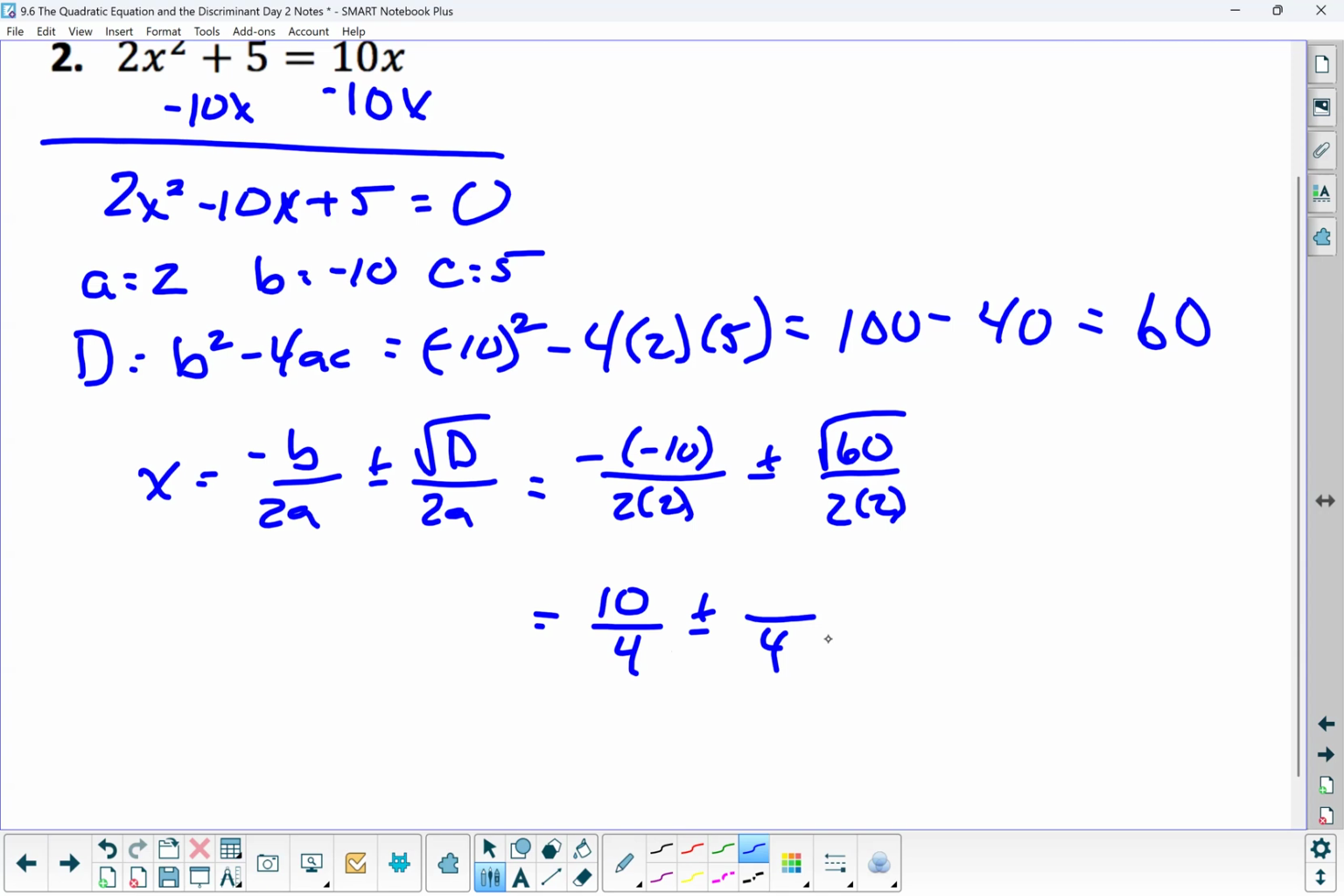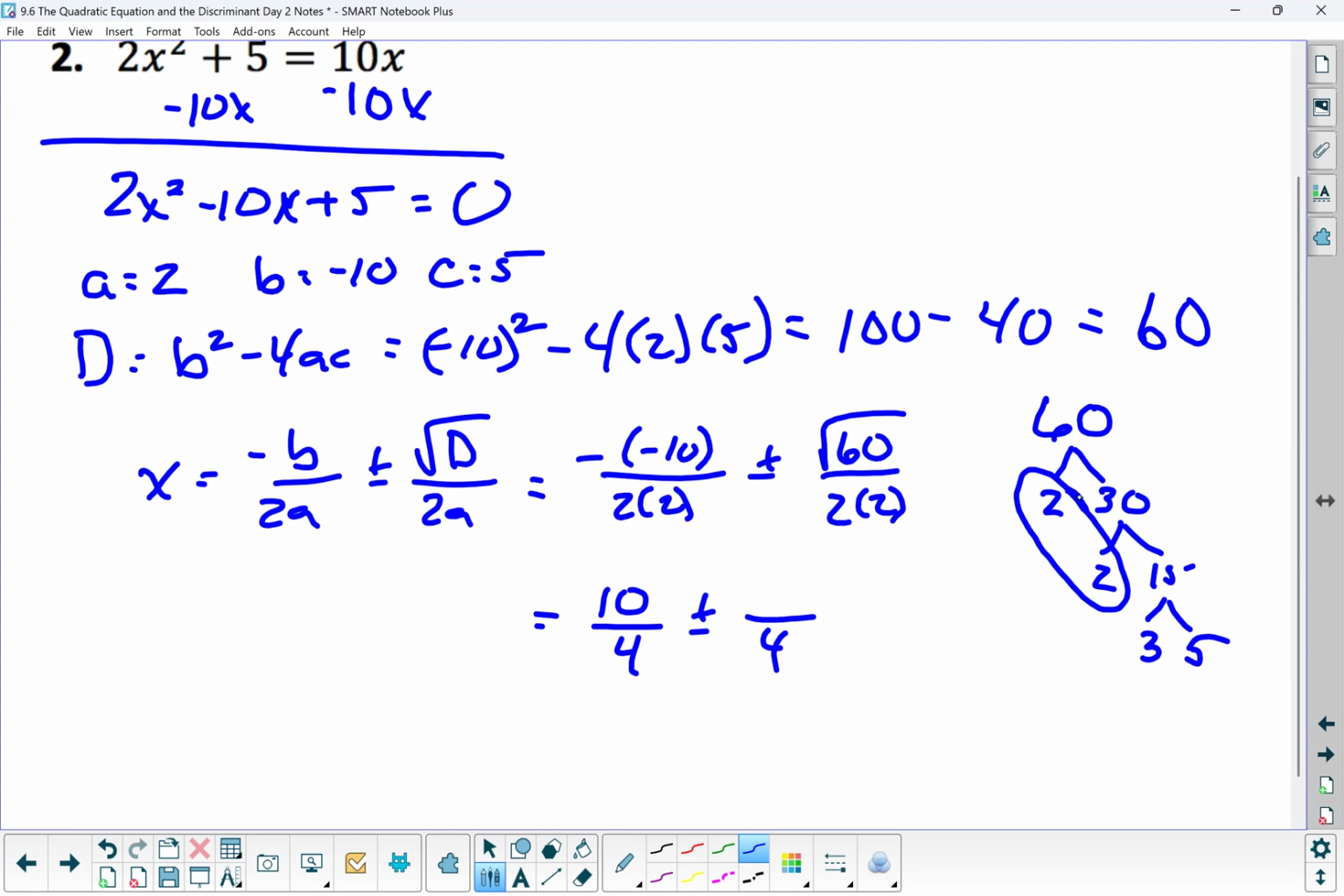For the square root of 60, again, we can use the factor tree method or the perfect square method. I'm going to do this one with the factor tree. Does 2 divide into 60? Yes, 30 times. Does 2 divide into 30? Yes, 15 times. Does 2 divide into 15? No. Try 3. Does 3 divide into 15? Yes, 5 times. And 5 is prime, so that is as factored as that will get.